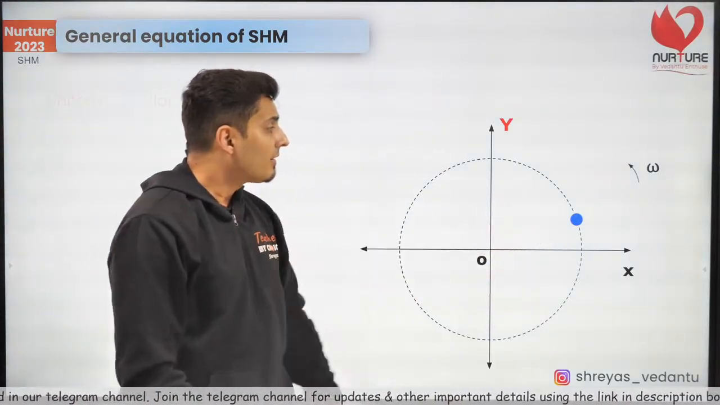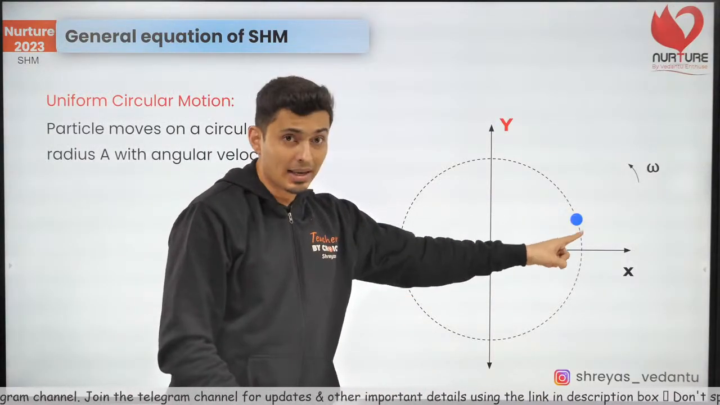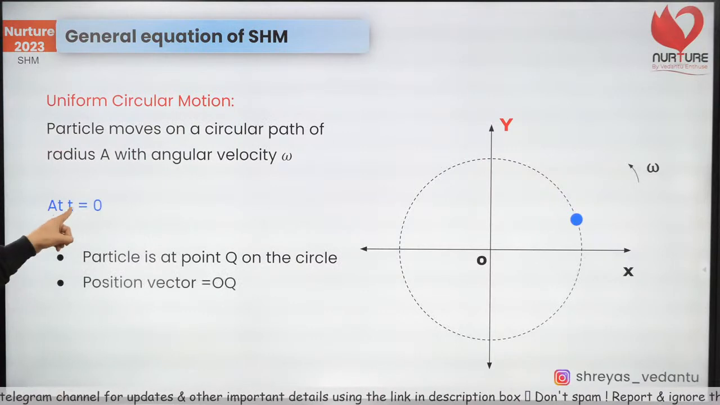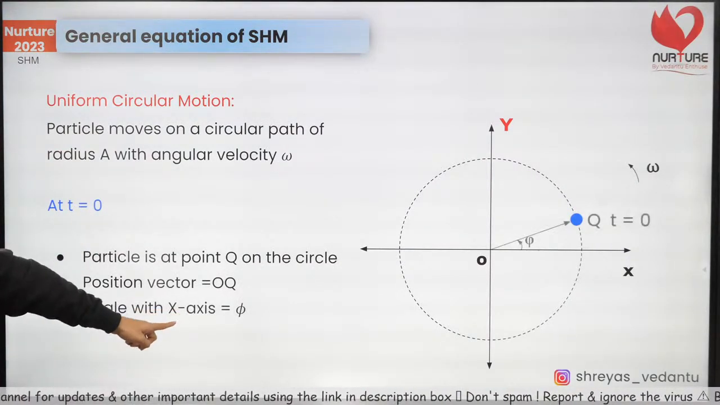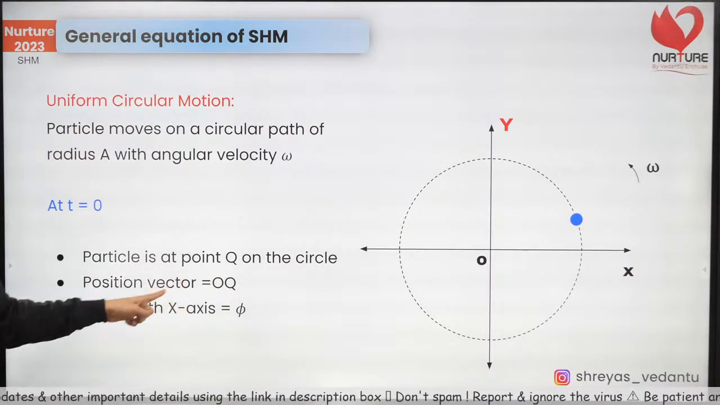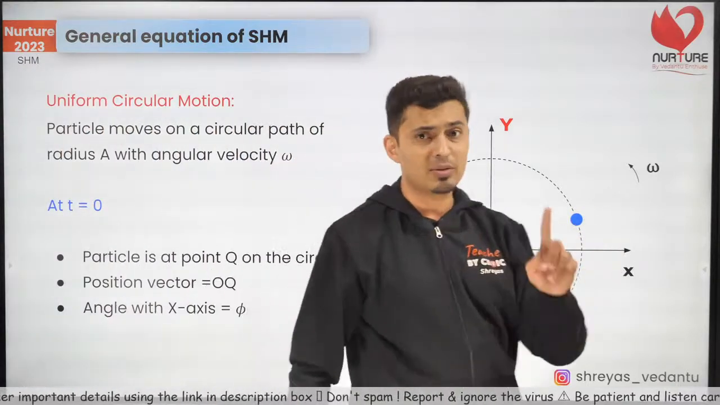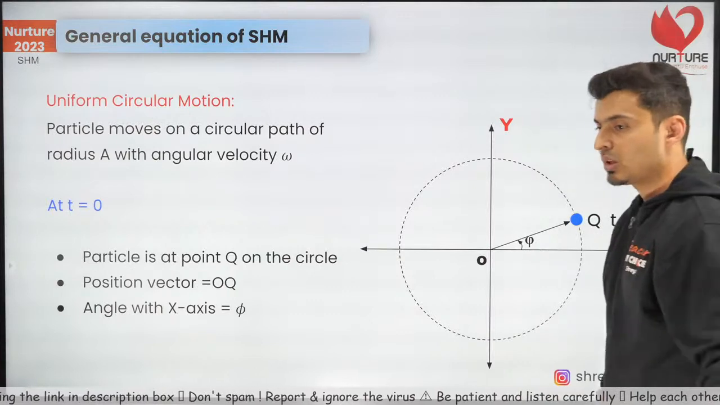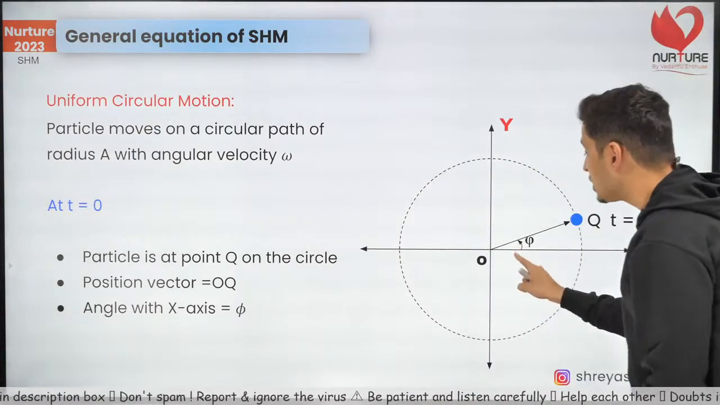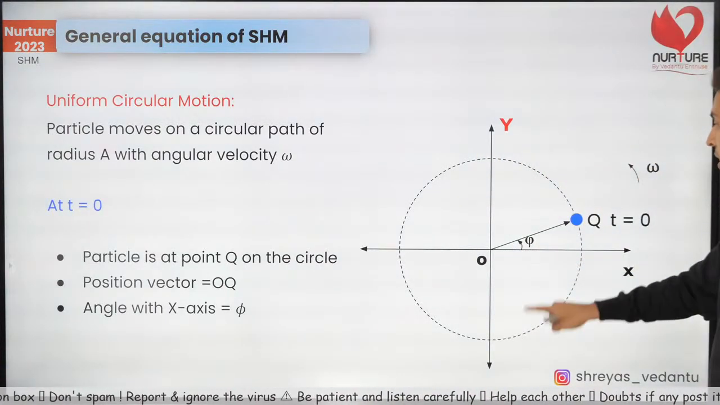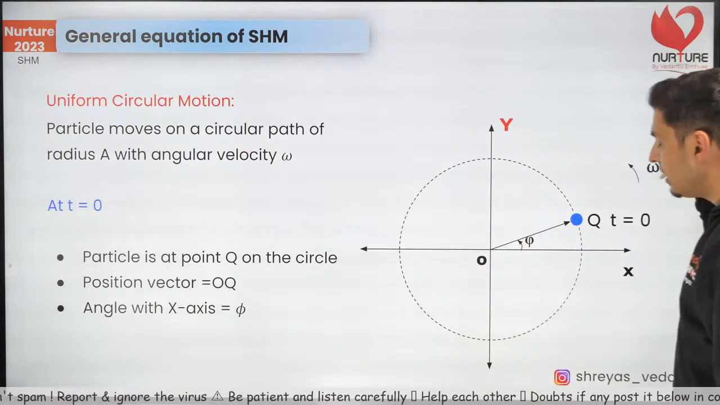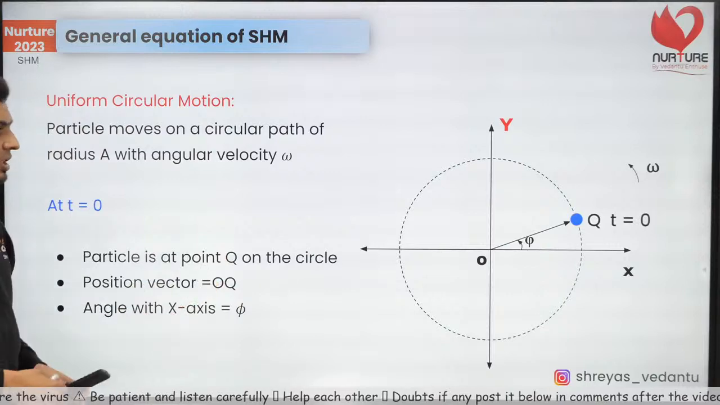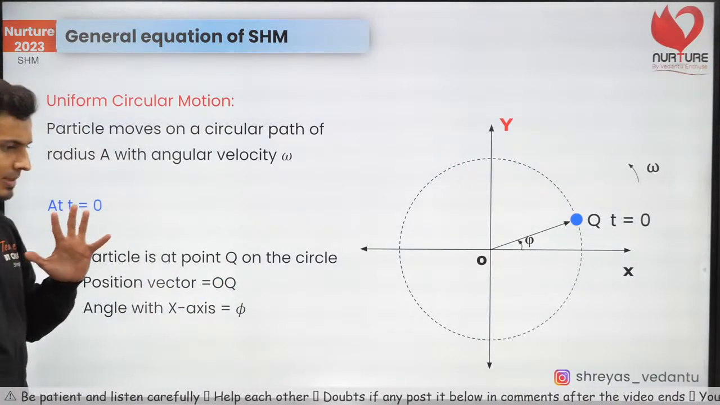And this particle right now is over here. This is, let's say, the initial position, at t equal to 0, the initial position vector from this point to this point. The angle which it makes, I'm going to call it phi. So what is phi? Phi is the initial angular position of that particle with respect to the x-axis.